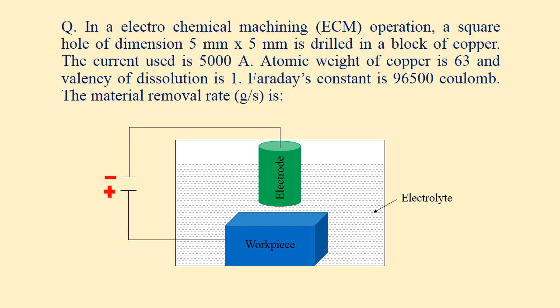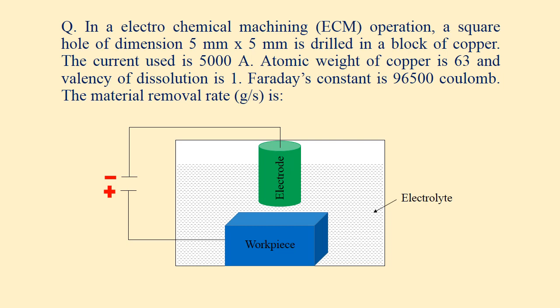Atomic weight of copper is also given, which is 63, and the valency of dissolution is 1. Faraday's constant, which is given, is 96,500 coulombs, and the material removal rate they are asking specifically in grams per second.